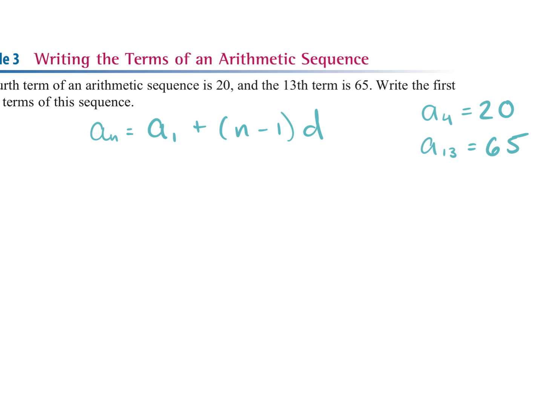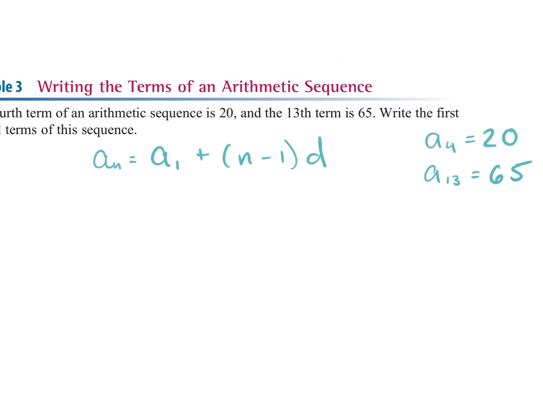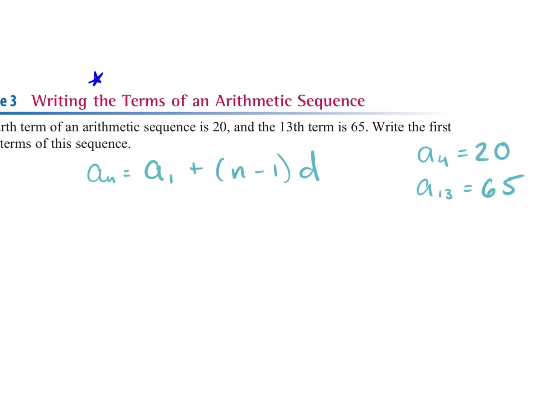And we also need to find the first several terms. So the first term, second term, third term of the sequence. But it gives us the 4th term and the 13th. So we're going to use what we have in the formula that we have. So we always want to start with the term that's farthest from the first term. So start with the farther term from 1. So here, which term would be farther from 1? A sub 4 or a sub 13?